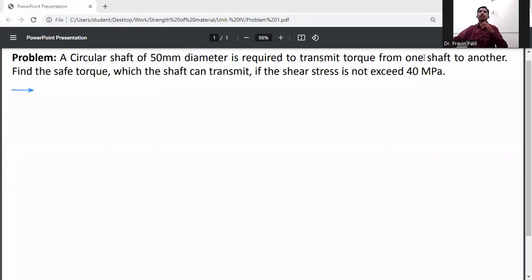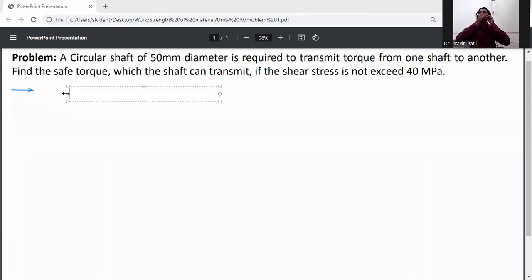...is required motor torque from one shaft to another. First of all, find the safe torque which the shaft can transfer if the shear stress does not exceed 40 MPa. Okay. So first of all, write down the given data for that.